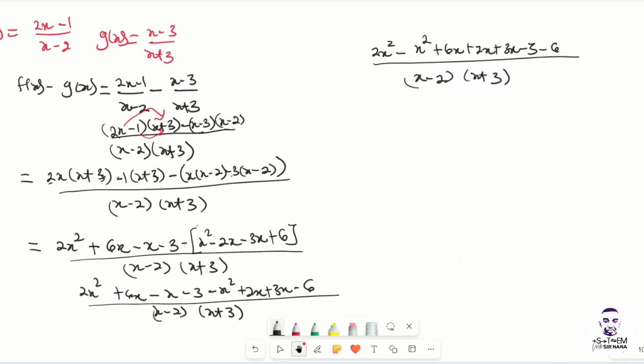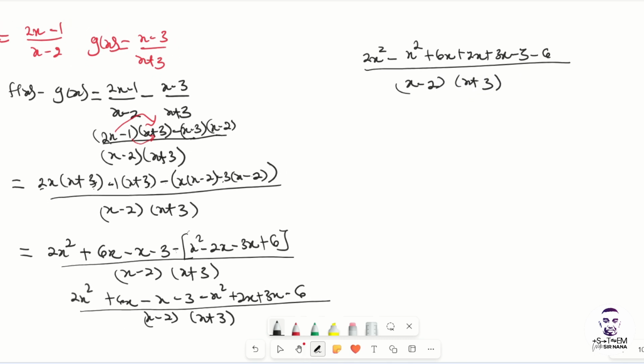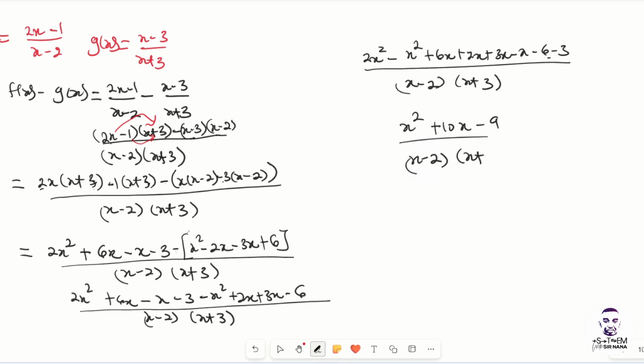So for that, basically we are going to get x squared at the numerator part, 6x plus 2x plus 3x, right, minus x. So there's a minus x before the minus 3 minus 6. So we have minus x minus 6 minus 3. So 6x plus 2x gives us 8x, right? And then 8x plus 3x gives us 11x. 11x minus x gives us 10x. Right, so we get plus 10x minus 9 all over x minus 2 and then x plus 3.